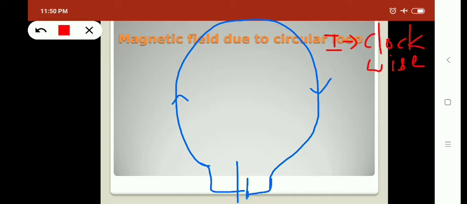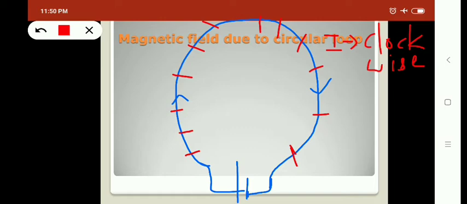Now let's divide the circular coil into a finite number of straight current carrying conductors like this. Okay, now each segment in the circular coil, or each part of the circular coil, can be considered as a straight conductor, right? So this segment can be considered as a straight conductor. This segment can be considered as a straight conductor and so on.